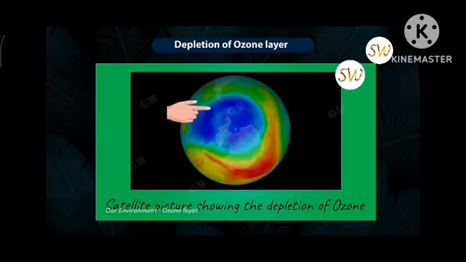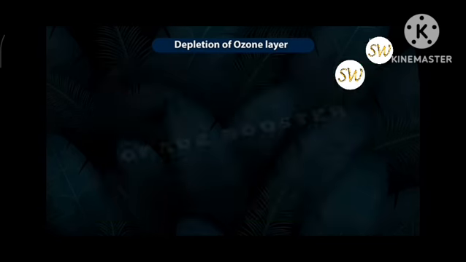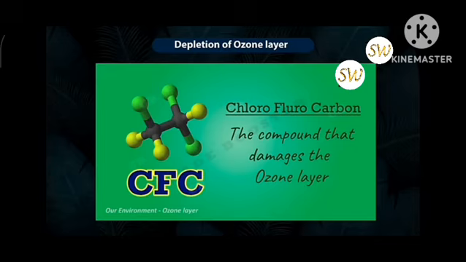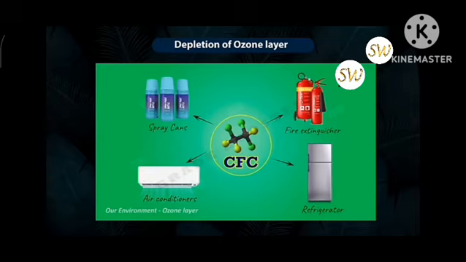Now there is a problem with this ozone layer. There is a gradual thinning of the ozone layer present in the upper atmosphere due to certain reasons. This thinning of the ozone layer is called ozone depletion. The decline of ozone in the atmosphere has been identified by various scientists since 1980. The main reason for the decline of ozone is a chemical compound called chlorofluorocarbon. CFCs are used in the manufacture of air conditioners, refrigerators, fire extinguishers, and spray cans.